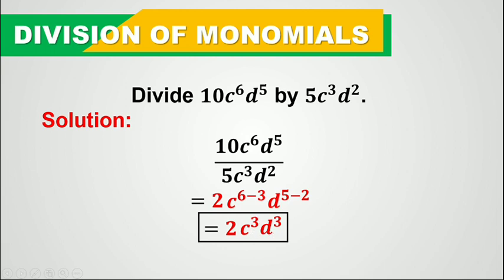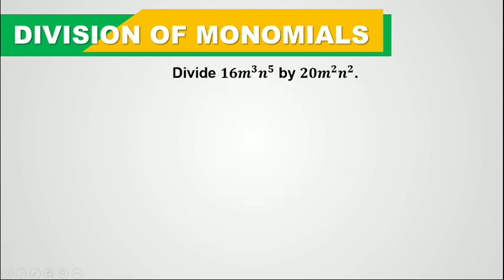Alright, now let's try more examples. Let's divide 16m³n to the 5th power by 20m²n². As you can see, the numerical coefficient of the dividend is lesser than the numerical coefficient of the divisor. So how are we gonna do that? The solution is to find a number that can divide both the dividend and the divisor. The GCF of 16 and 20 is 4, right? So we're gonna divide 16 by 4 and 20 by 4.